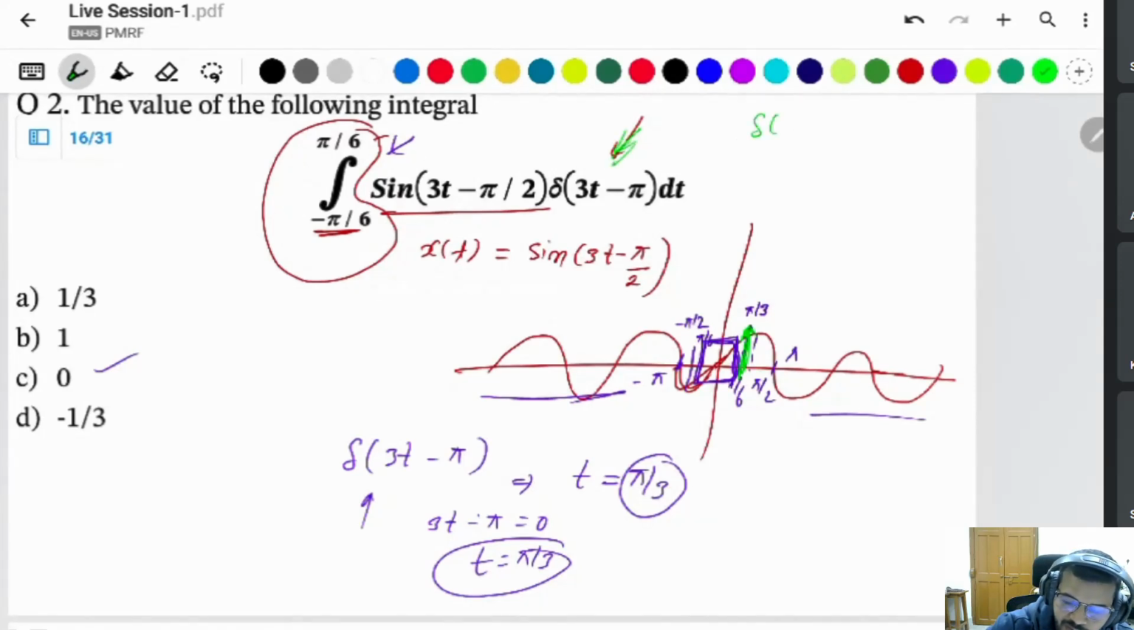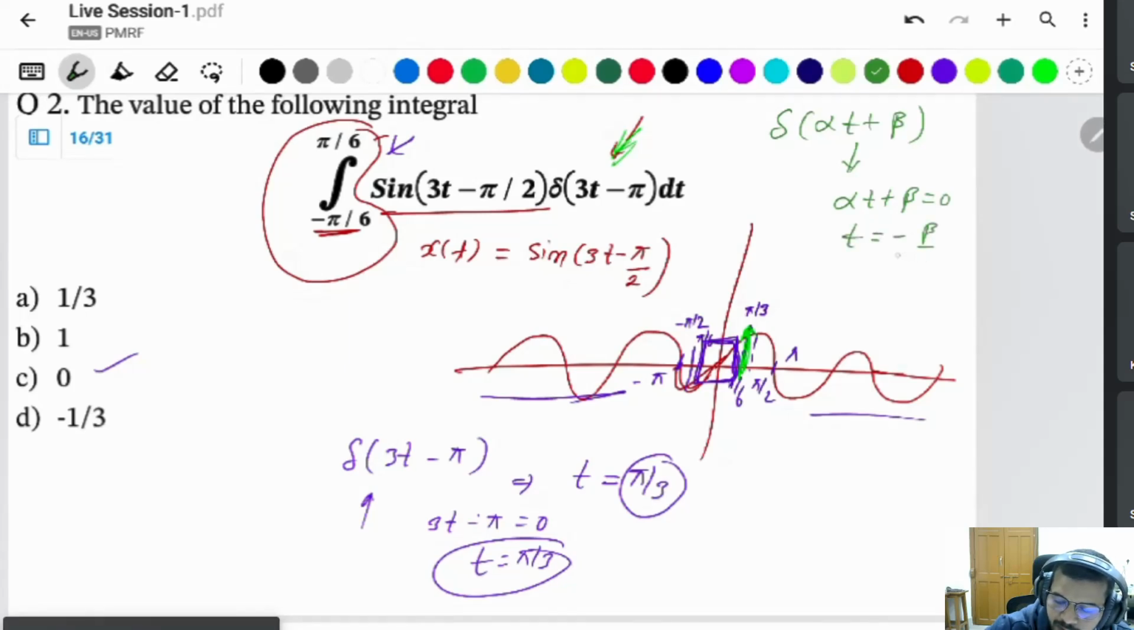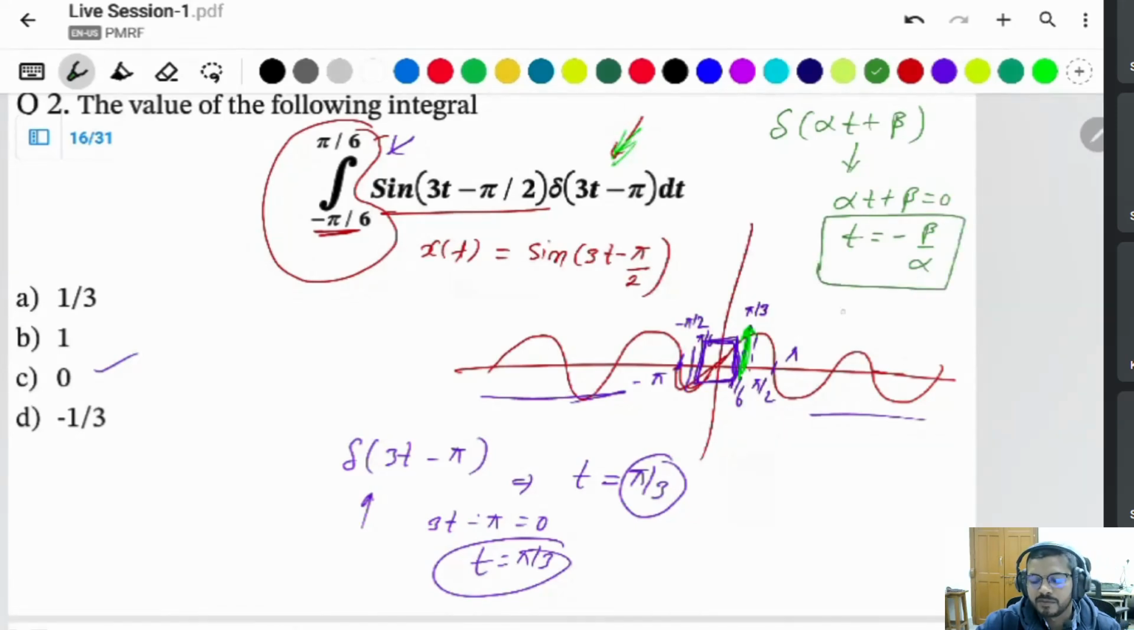If it is presented like alpha t plus beta, then take this as 0 and calculate t equals minus beta by alpha. At that time the impulse signal is present; otherwise it will not be present anywhere except there.